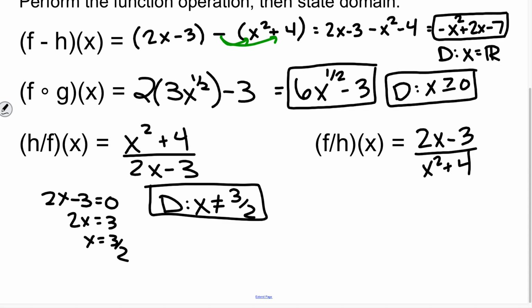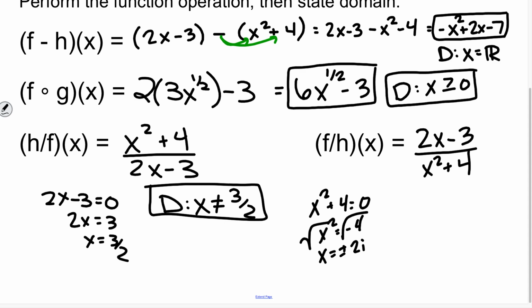Okay, now on the second one, f divided by h, let's set x squared plus 4 equal to 0. x squared equals negative 4. And what happens when you square root both sides? You would get x equals plus or minus 2i. But when we're talking about domain, we're really talking about the set of real numbers. So we can't put negative 2i in for x, we can't put positive 2i in for x, but who would ever think to do that?